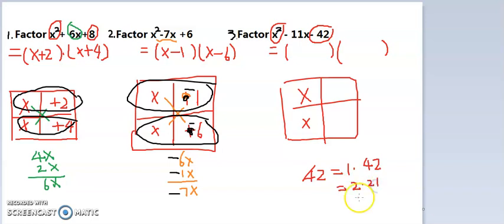2 times 21, or 3 times 14, or 6 times 7, and that's all we have. Now we're going to see that the worst case scenario is you try 1 times 42, it doesn't work. You try 2 times 21, it doesn't work. You try the next one, it doesn't work, and then finally, at most 4 tries, you should get the correct answer.